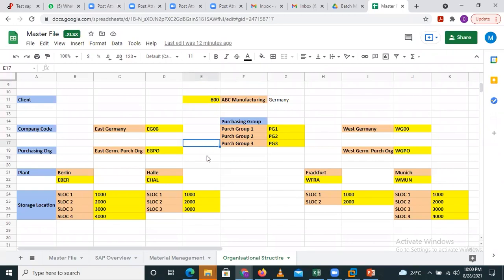Our meeting is going to end in a minute. Let us conclude the class for today. Let us meet tomorrow at 8 p.m. IST, and we are going to map this complete organization structure into SAP.